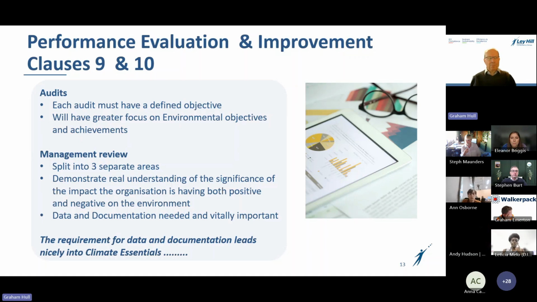And lastly, they've made some structural changes within management review, but I'm not going to go into any of the detail here. But in management review, data and documentation is going to be vitally important to be able to demonstrate exactly how you're performing and what you're doing. And that requirement for data and documentation really leads me nicely into Ellie, who's going to talk a little bit about climate essentials.